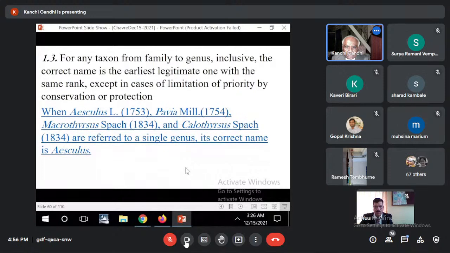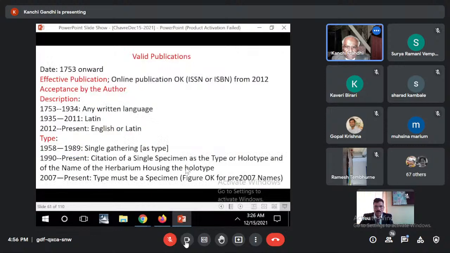Then what are the criteria for valid publication? So now from 1753 onward, it needs to be an effective publication in the form of a journal, or it could be an online publication from 2012. The person who publishes the name must accept it. You should not say, I am publishing this name provisionally for the future. No. You have to accept. I am accepting it now.